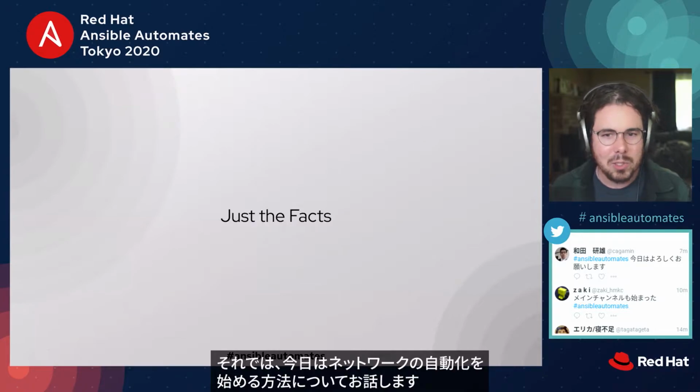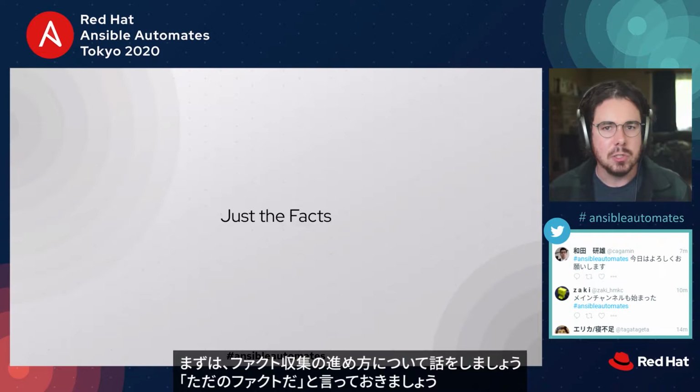So we are going to talk today about getting started with network automation. And the first place we're going to talk about getting started with is fact collection. Just the facts, I like to say.